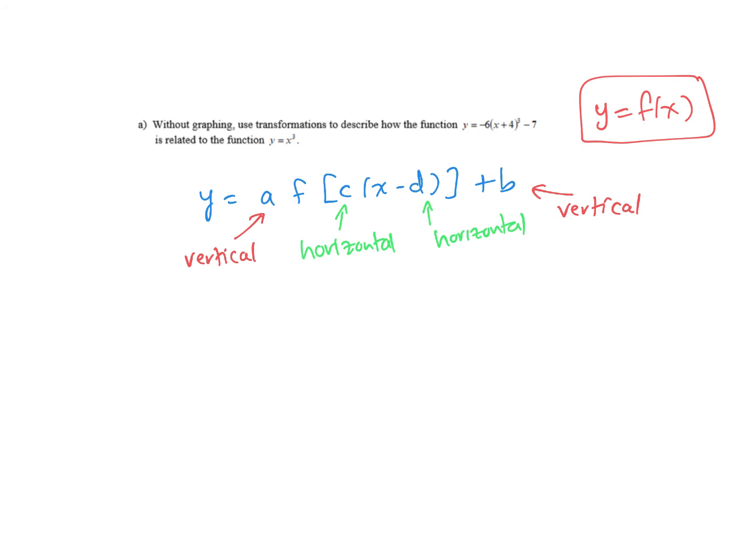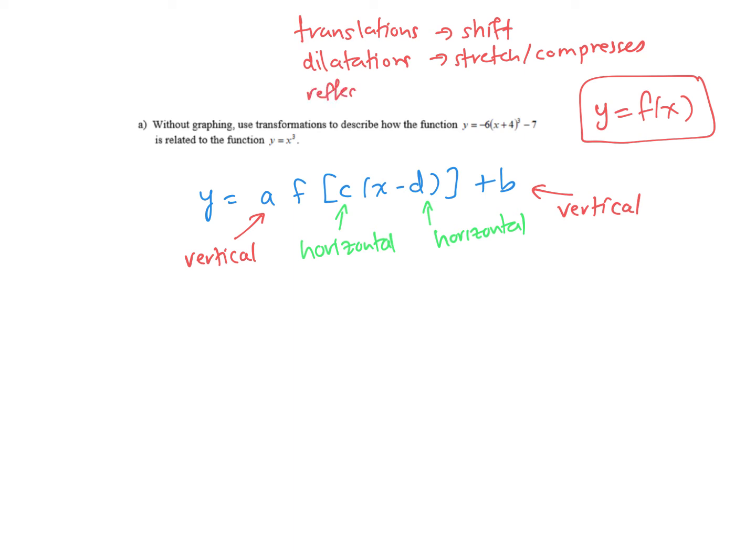So the three types of transformations we have are translations, which is another word for shifting. We have dilatations, which is another word for either stretching or compressing. So think of your eyes dilating. They either get bigger or smaller, or your pupils. And then we have reflections.